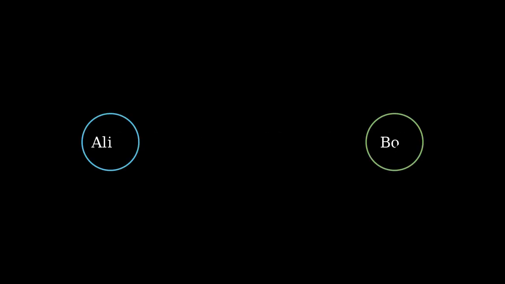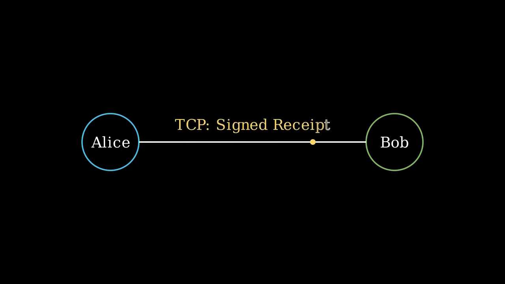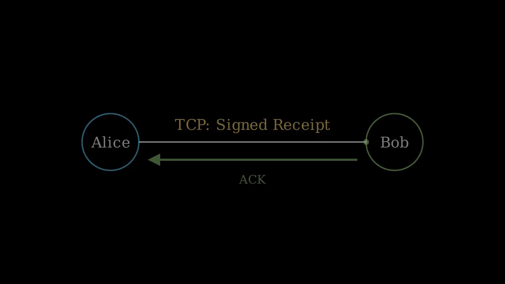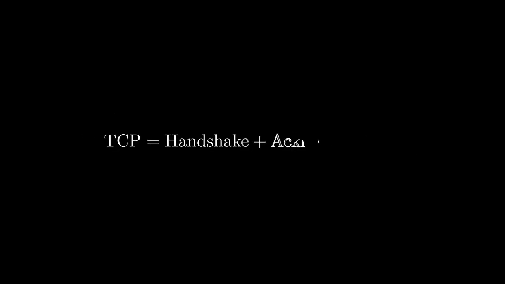Why does your video chat lag sometimes? To understand, let us look at how data travels between Alice and Bob. When Alice sends a packet, or a small chunk of data, she uses a method called TCP. Think of this like sending a letter with a signed receipt. Alice waits for a green acknowledgement, or ACK, from Bob to confirm the data arrived safely. Because every single piece must be accounted for, this ensures total accuracy. So TCP is essentially a handshake followed by an acknowledgement.